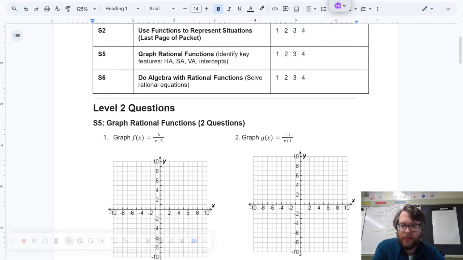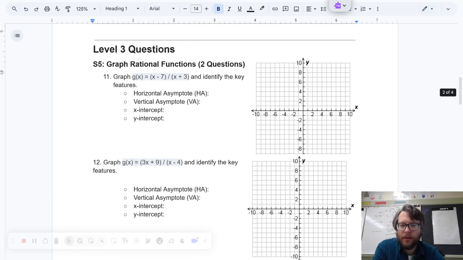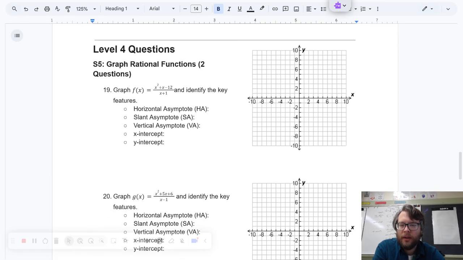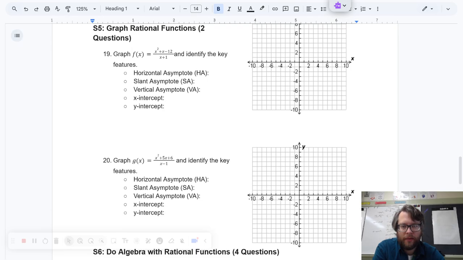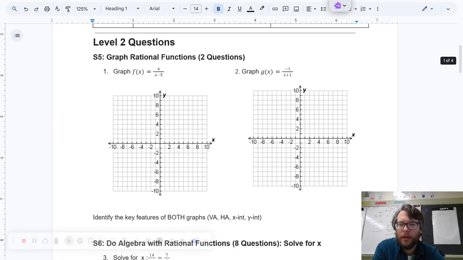So let's start with graphing. I'll go with a level 2 question, kind of looks like this. And then we'll go down to a level 3 question where x is on the top and on the bottom. And then we'll come on down here to a level 4 question where you've got x squared on the top and x on the bottom. Okay, so you can kind of see the progression there.